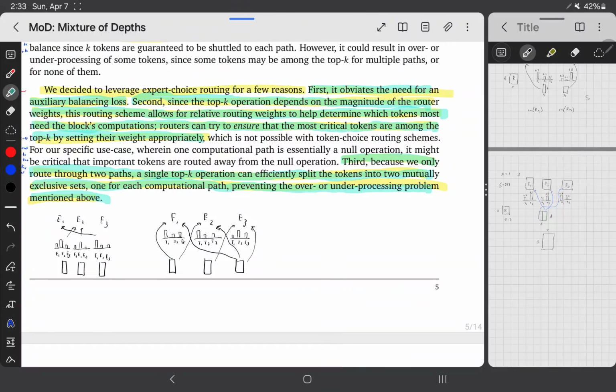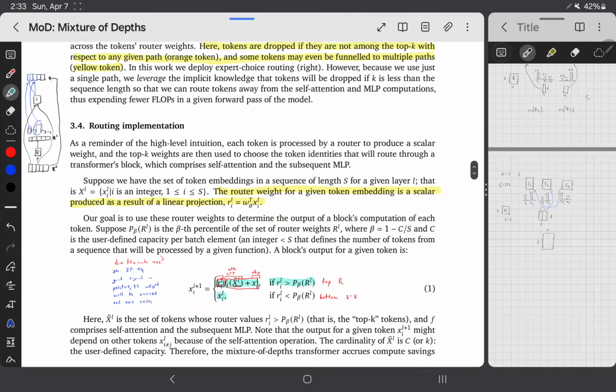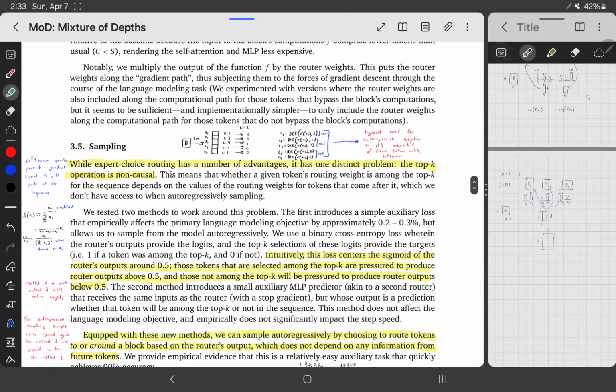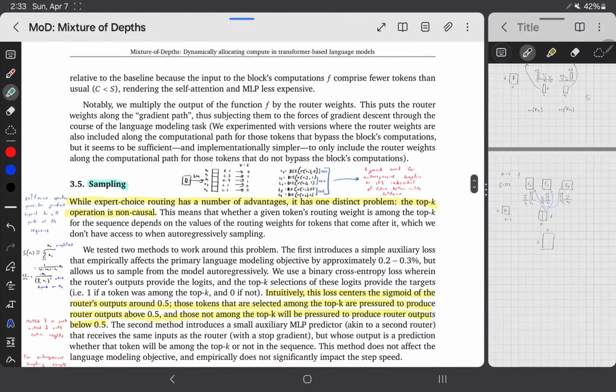Before moving on to the results, because this is basically their method, there is one major problem, and that has to do with the sampling. It's kind of subtle, but if you look at how this routing works, it's not causal.